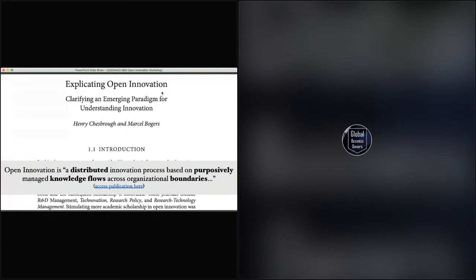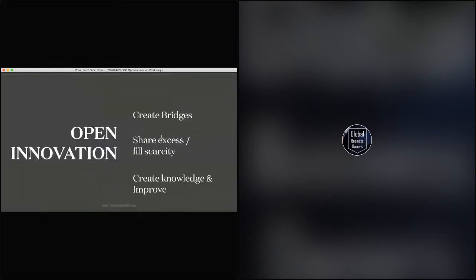This is the only hard academic part I will be explaining. Does anybody have a question about this? Open innovation is a distributed innovation process based on purposefully managed knowledge flows across organizational boundaries. Are we okay with it? Anybody has anything to dispute with this definition? Okay, so you can ask questions. Very clear, perfect. So let's move on.